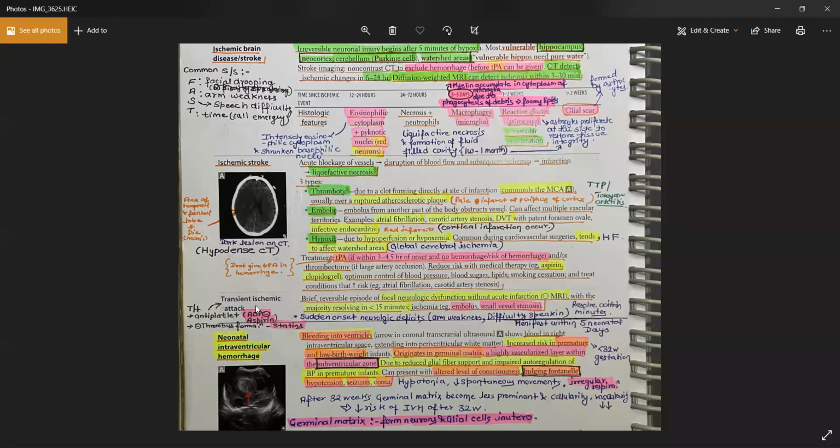And because the condition is completely reversible, because no cell death has yet occurred, the MRI will be negative. You also need to do the MRI to make sure the patient is not having any kind of neurologic deficit, right? So these are the tests you will perform, this is the treatment you will do, and this was the symptom of the patient. Any doubts so far?